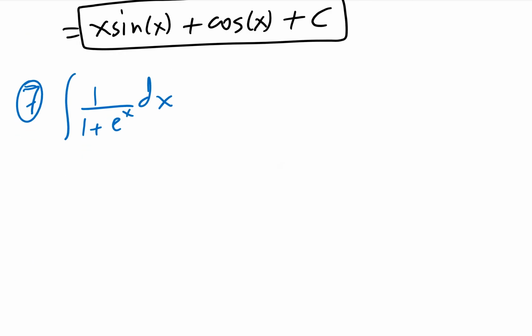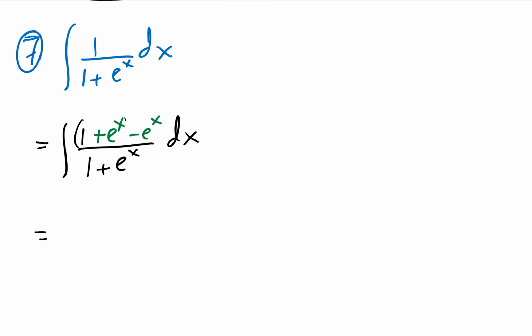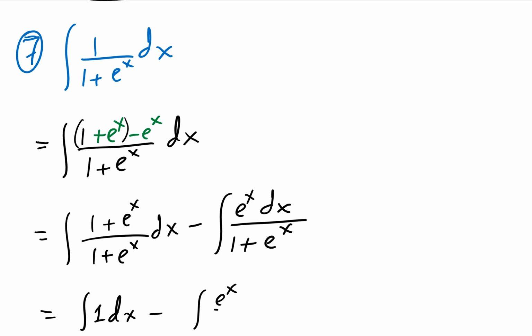So there are many ways to do this one. The easy way, as a trick, is to add ex on the top and subtract ex dx. Now this will allow us to group the first two terms and split it up. ex over 1 plus ex dx minus ex dx. So the first one will go just 1 dx. And this one could be integrated using u sub.